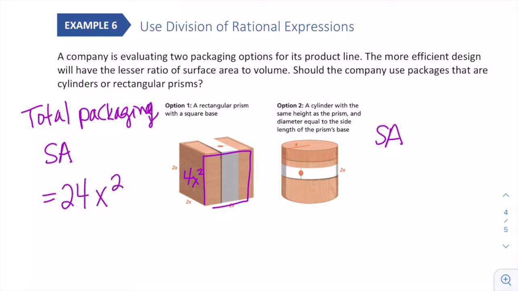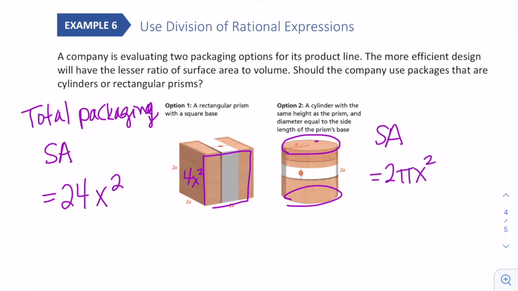Versus for the cylinder right here, it has two major pieces. The base, so that's pi r squared. Since it's a circle, and since we have a radius of x, it's going to be pi x squared. And then multiply from the top. We have 2 of them, so I'm going to add those together. So we'll have 2 pi x squared, showing the bases.